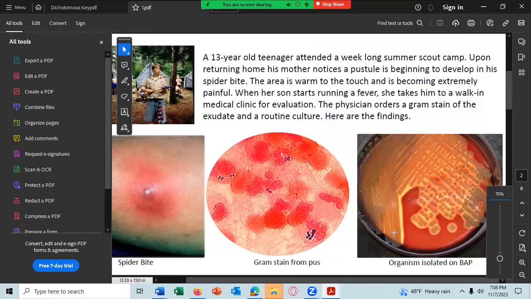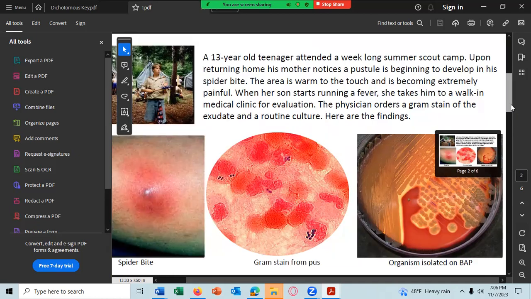And then there's the bacteria when they grew it on a blood agar plate, and you can see the hemolysis on the BAP, for blood agar plate. So you should see the gram stain. You can actually see whether it's cocci or bacilli also. And then the hemolytic activity.